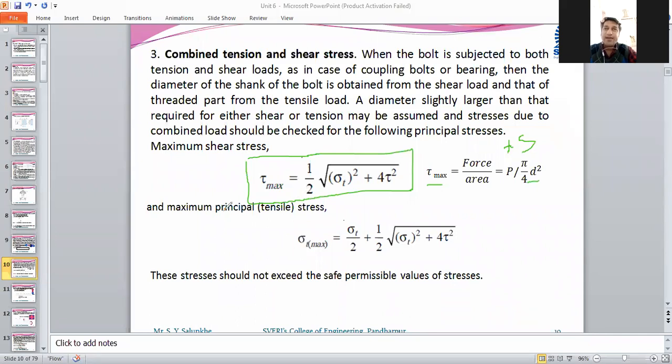Okay, and we know that the maximum tensile stress in the case of combined stresses, that is tension and shear, is calculated as sigma t, the principal tensile stress, divided by 2 plus half of the square root of tensile stress square plus 4 into shear stress square. These stresses should not exceed the safe permissible values for the tensile stress and the shear stress. Then we can say the diameter of that bolt is capable of sustaining the externally applied load. Any question?